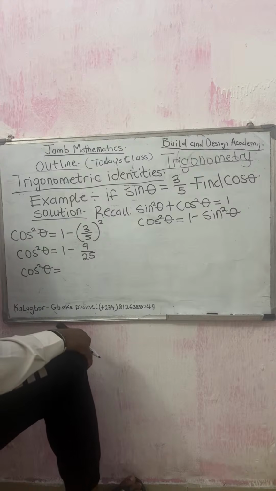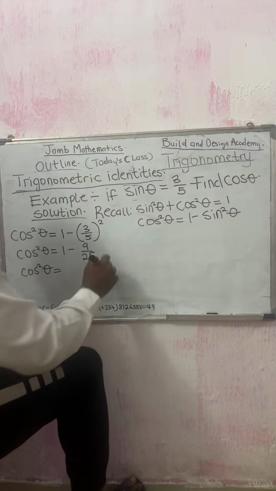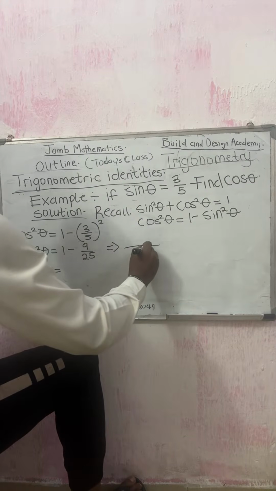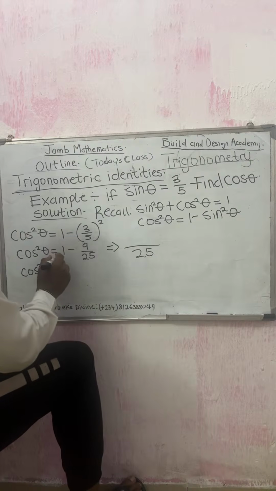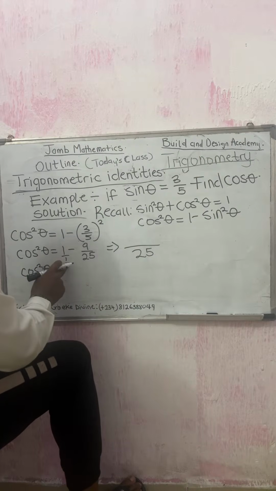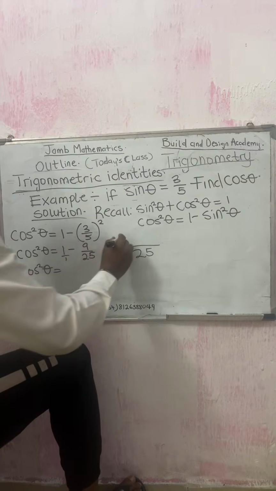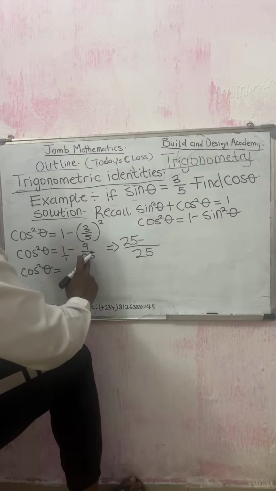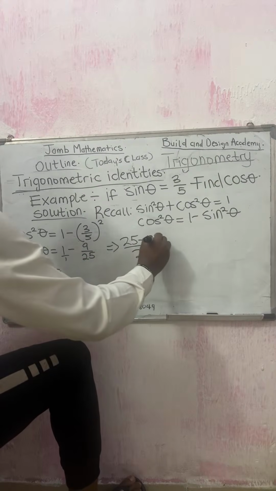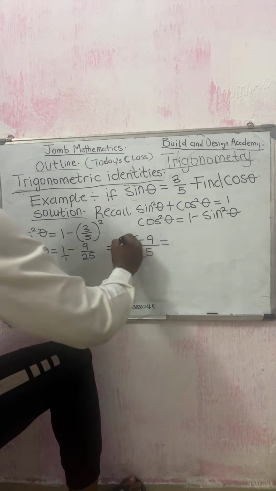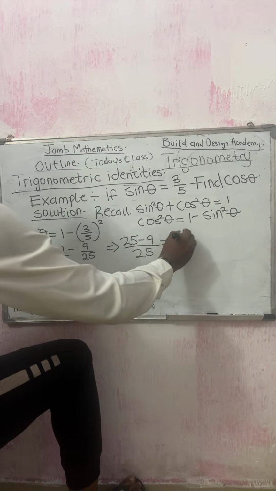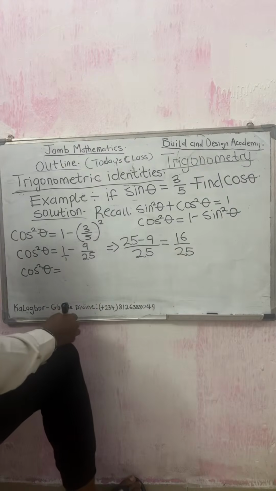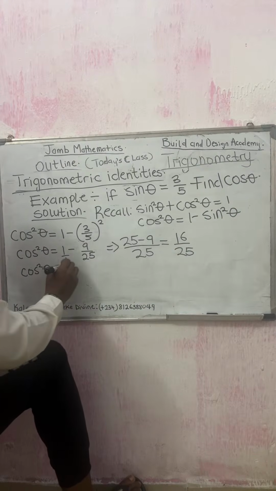1 minus 9 over 25. Let me do it for you here. Take the LCM, which is 25. 25 divided by 1, this is over 1, is still going to give you 25. 25 times 1 is 25, minus 25 divided by 25 is 1, 1 times 9 is 9. So you'll be left with 25 minus 9, which is 16 over 25.